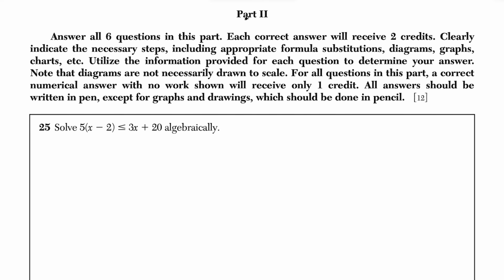So now we move on to the part 2 questions here, the free response, and the 6 questions here are worth 2 credits each. Question 25, we want to solve this inequality algebraically. So we could start by distributing the 5 through the parentheses. So we have 5 times x is 5x, and then 5 times -2 is -10. And this is less than or equal to 3x plus 20.